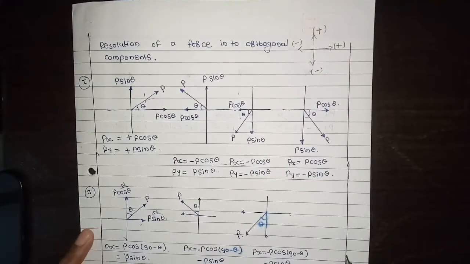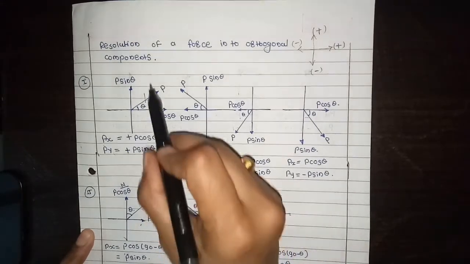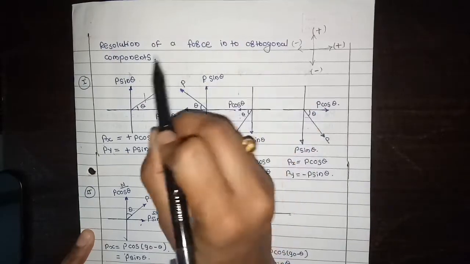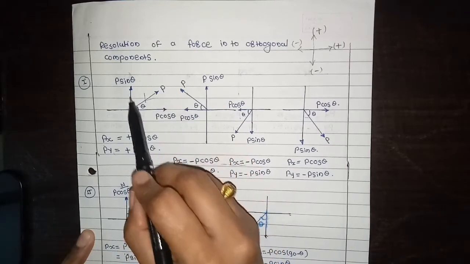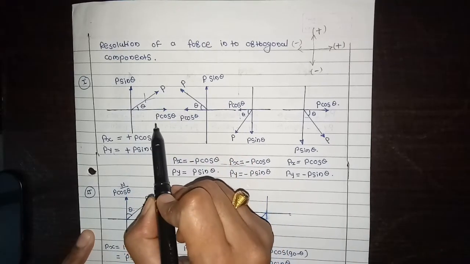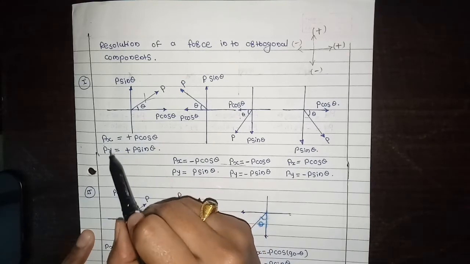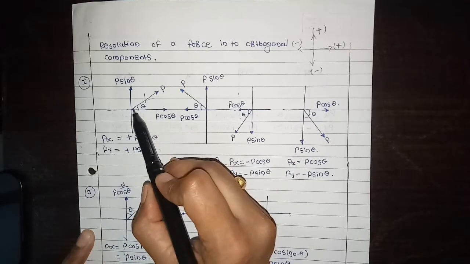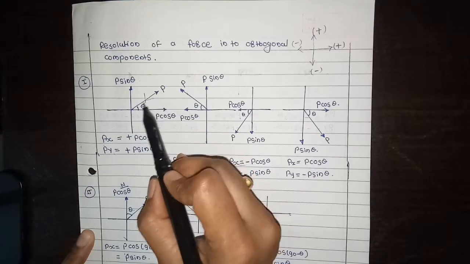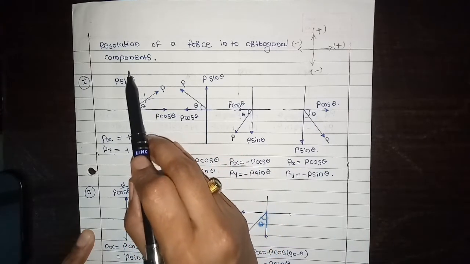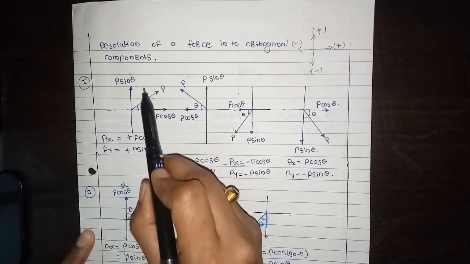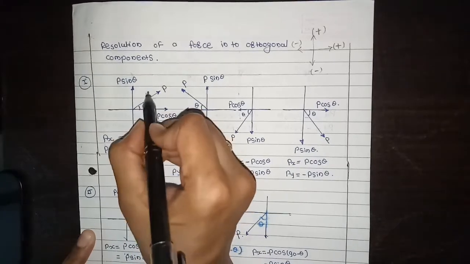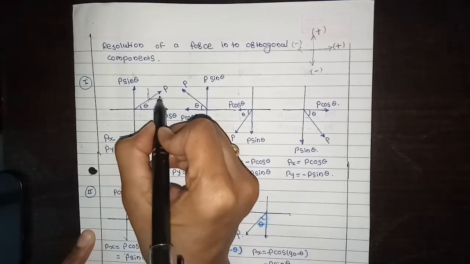So how to resolve a force in the orthogonal, that is perpendicular resolution method? Resolution of a force into orthogonal components. Quadrant-wise, the force is resolved into two directions, that is x and y. So how to calculate Px and Py? Suppose this force P acts in the first quadrant. This force is resolved into two directions, that is vertical and horizontal.